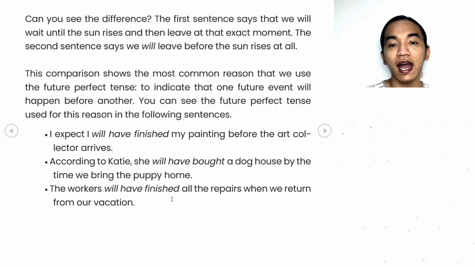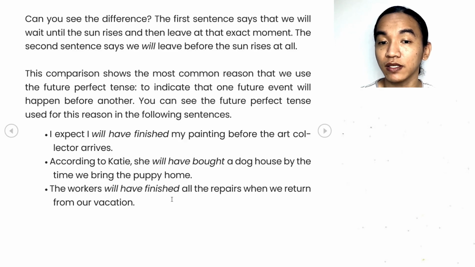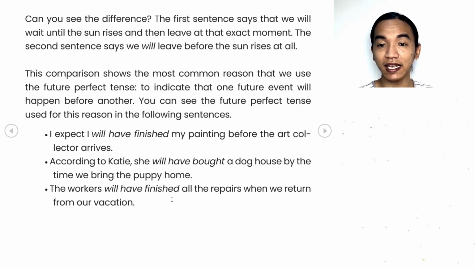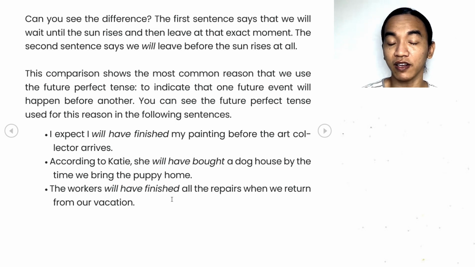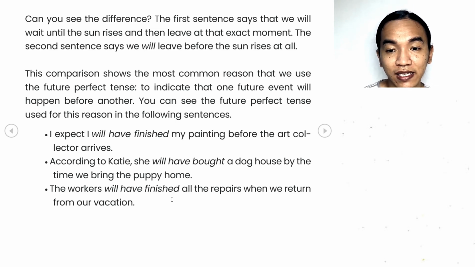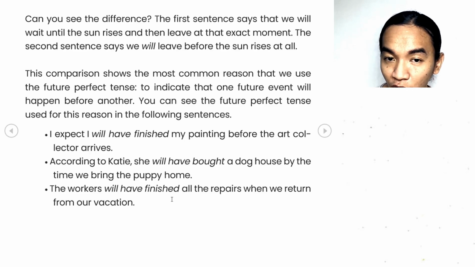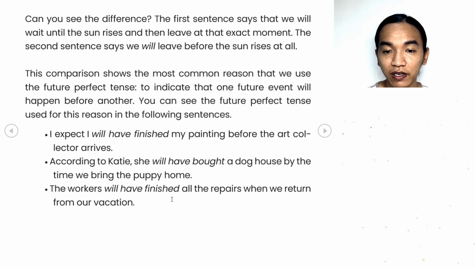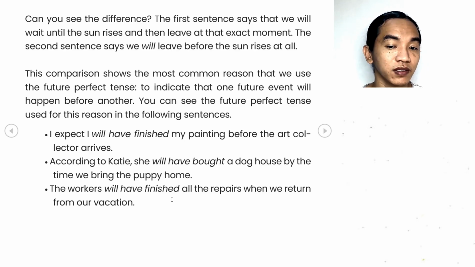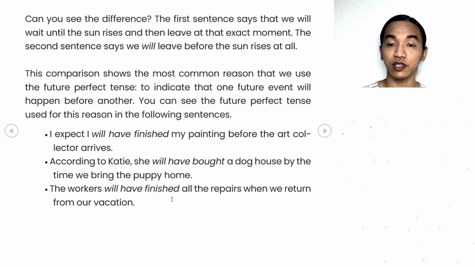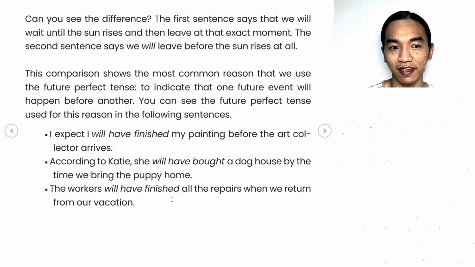I expect I will have finished my painting before the art collector arrives. So first, we'll have finished the painting, and then the second one, the art collector arrives. According to Katie, she will have bought a dog house by the time we bring the puppy home. Bought the dog house first and then the puppy home. Next, the workers will have finished all the repairs when we return from our vacation. So the workers finish the repairs and then we come home or return from vacation.